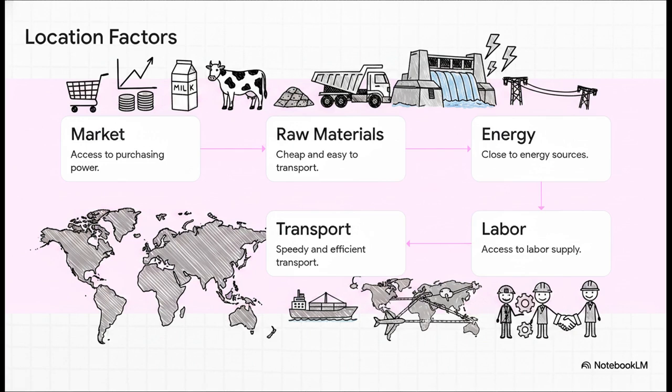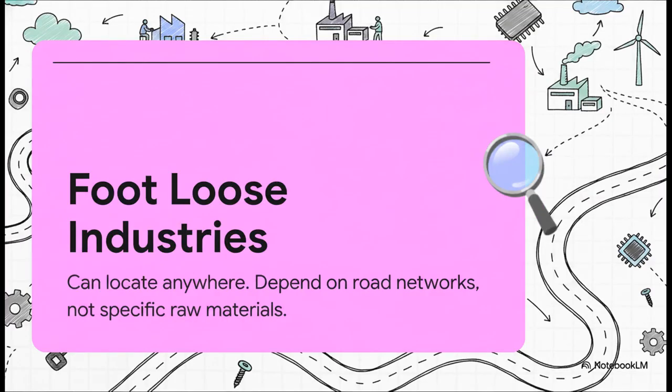After that, you've got to factor in a steady labor supply. And finally, transport and communication. Places like Western Europe and Eastern North America have highly developed transport networks, which historically triggered massive industrial concentration in those exact areas. Now, there is a really cool exception to all those strict location rules.